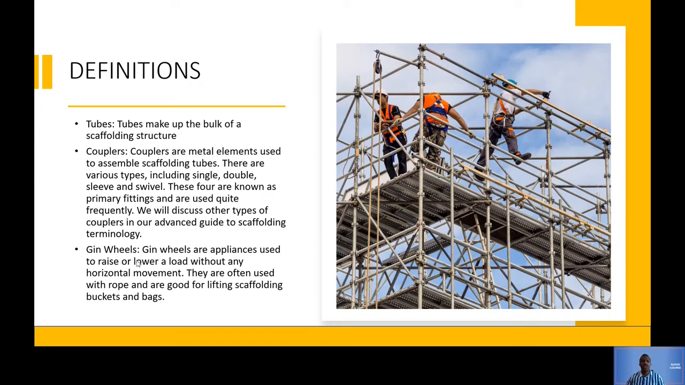And then we've got gin wheels. Gin wheels are appliances used to raise or lower a load without any horizontal movement. They are often used with ropes and are good for lifting up scaffolding. Well, they're not here in this picture. Oh, there it is, sorry. There's a gin wheel over there. As you can see, it has a rope, brings material up to where these people are working, or it can bring material down.